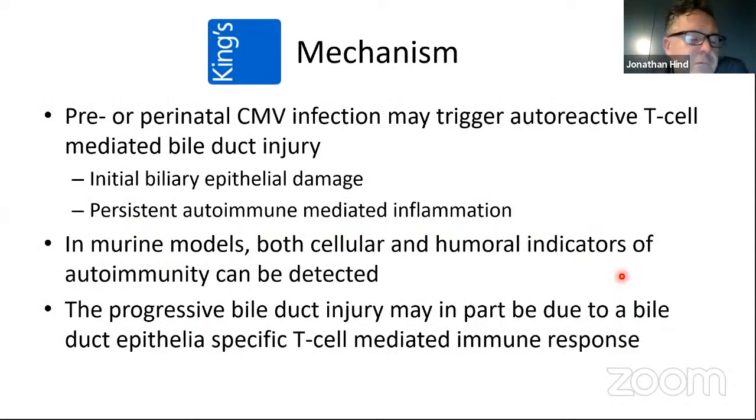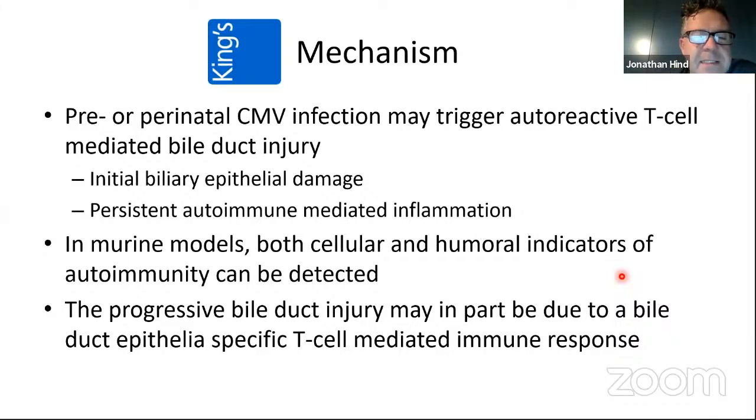And from some of our own work in Kings and some animal models, it has been shown that CMV infection around the time of birth, and there's probably a small window when it happens, can trigger an autoreactive and autoimmune T-cell mediated bile duct injury. The biliary epithelial is damaged, but then the problem is this persistent immune mediated inflammation that's ongoing.